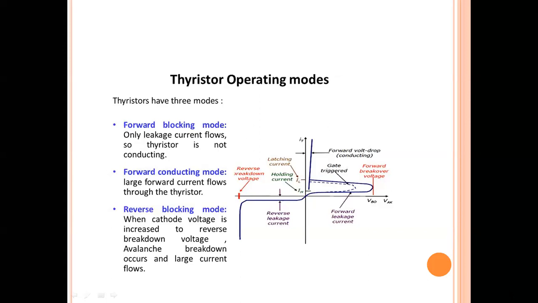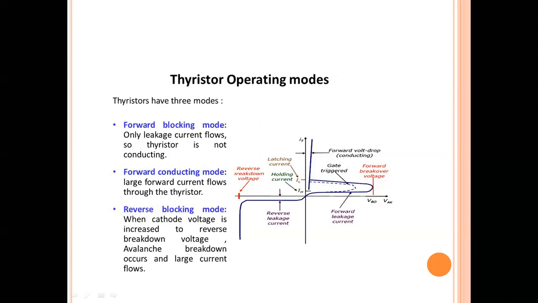So the current value on the y-axis between these two arrows represents the leakage current. So here also, there will not be any large current making the device conduct. So you may consider the device to be in the reverse blocking mode, or reverse blocking region. That reverse blocking region is from this particular point to this particular point. From this point to this point, it is the forward blocking mode.